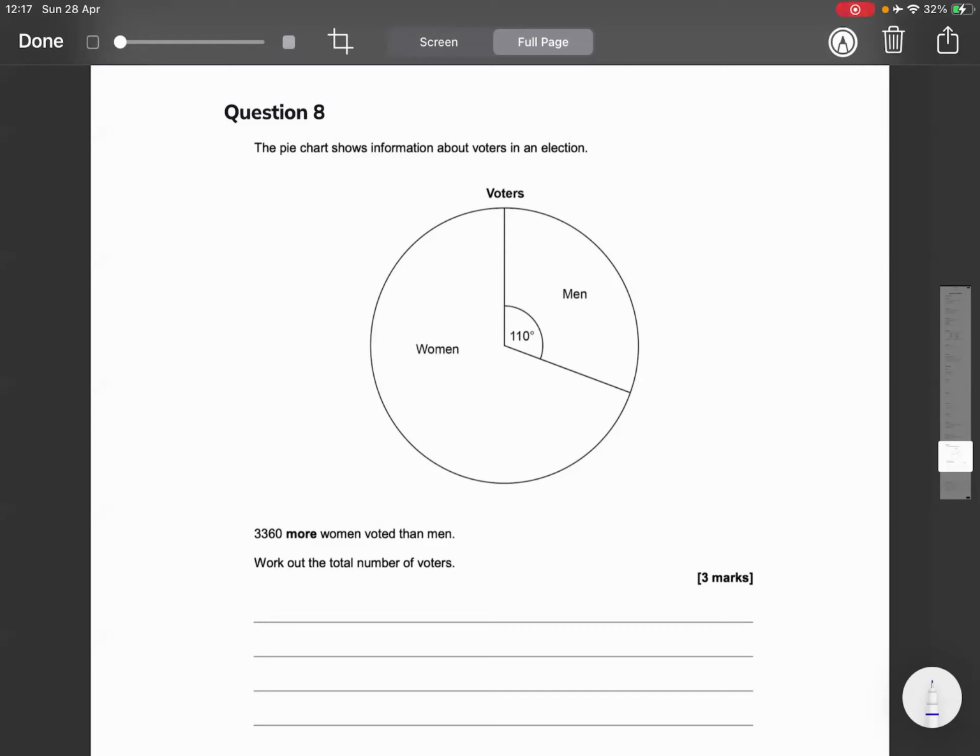So we know that 110 degrees represents a certain amount of men, so X men, and then 250 degrees represents X plus 3360. So then we have a ratio where the ratio of 110 to 250 is equivalent to the ratio X to X plus 3360.